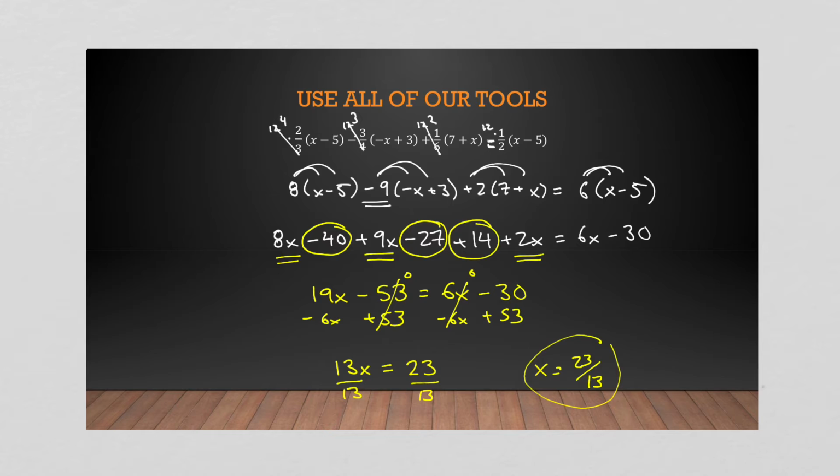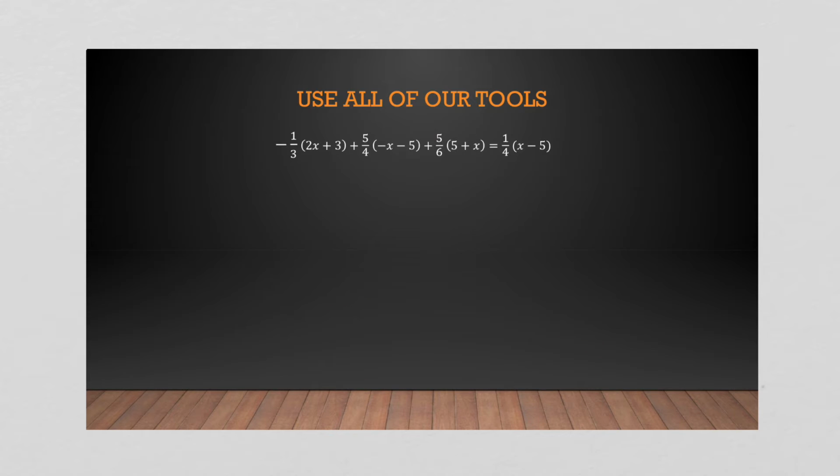So there's a lot going on, but you start by getting rid of your fractions, then getting rid of your brackets, and so on and so forth. So here's another one. Common denominator again here is going to be 12. So I'm going to multiply by 12, multiply by 12, multiply by 12, and multiply by 12.